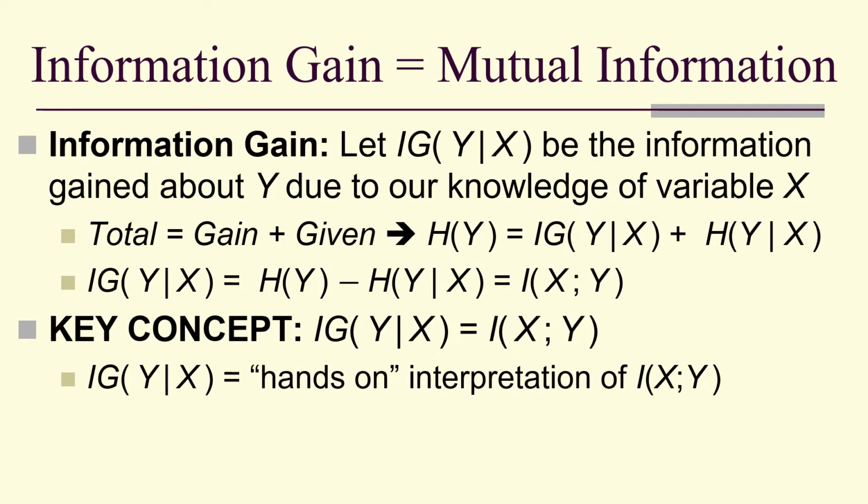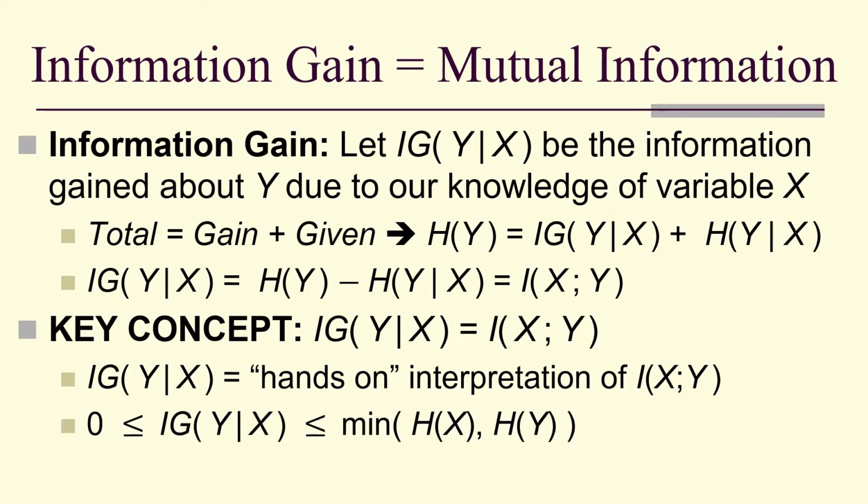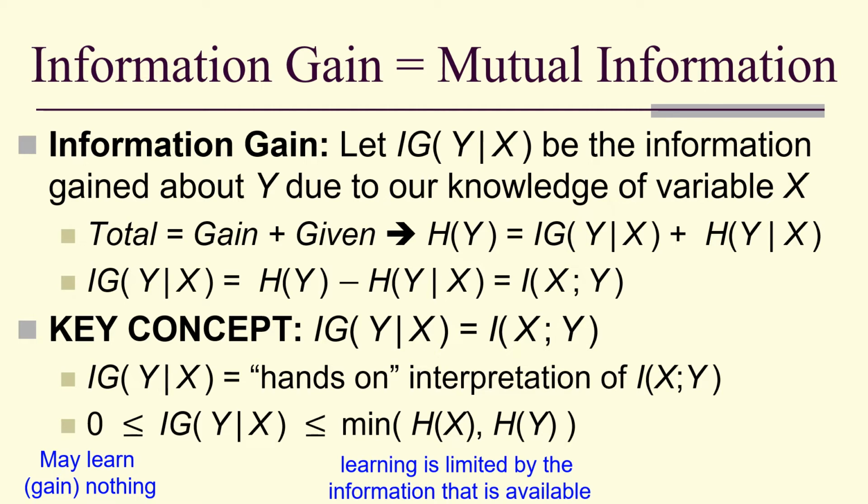It's a hands-on interpretation of mutual information. It's between 0 and the minimum of the entropies of x and y respectively. And what does that mean practically? Well, we may not learn anything. We may gain no information. But how much we can learn is limited by the information that's available.